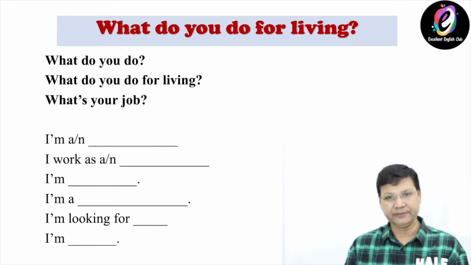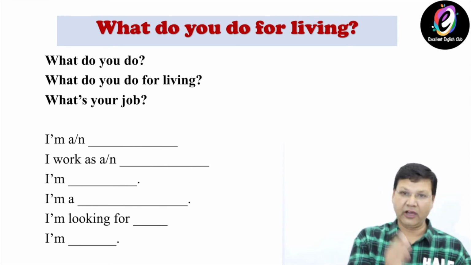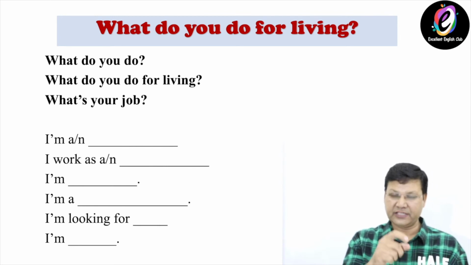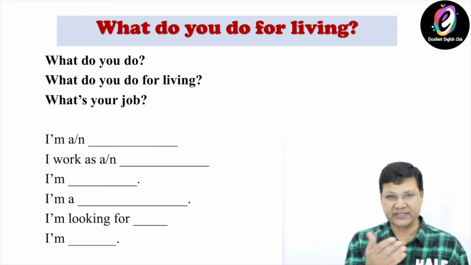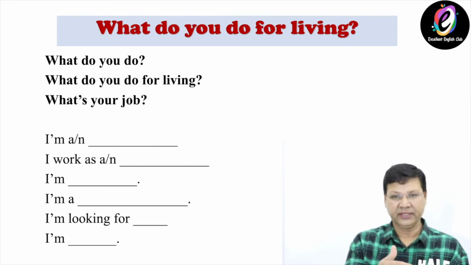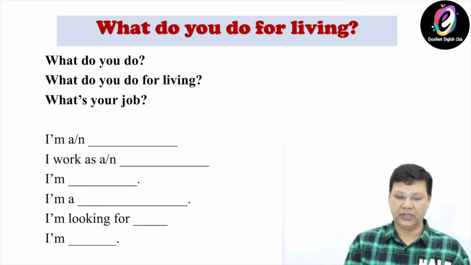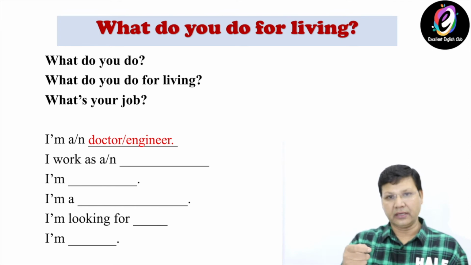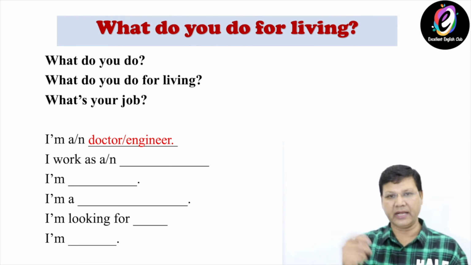Again, I have given 5 or 6 examples to answer these questions. For example, number 1, you will see that A/N I have written here. This means you can use A or N. If the word starts with a vowel, you will say N. If the word starts with a consonant, you will say A. Look at the example here. I am a doctor or I am an engineer. Okay? I am a doctor or I am an engineer.